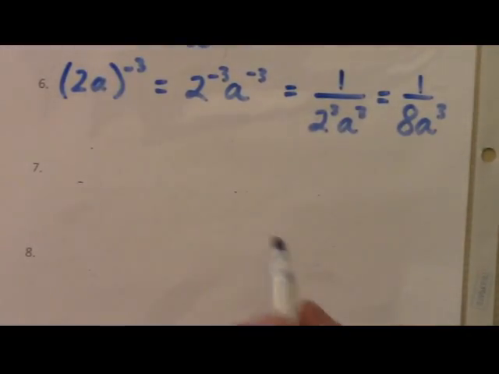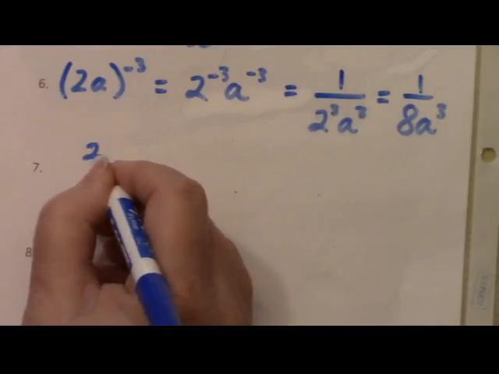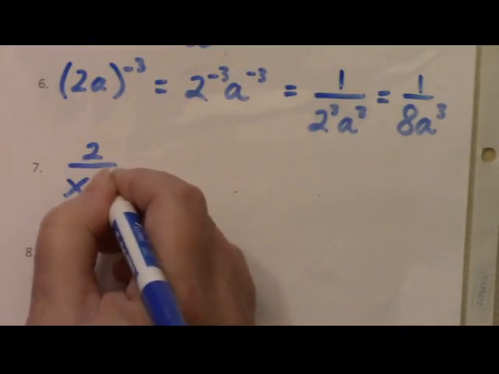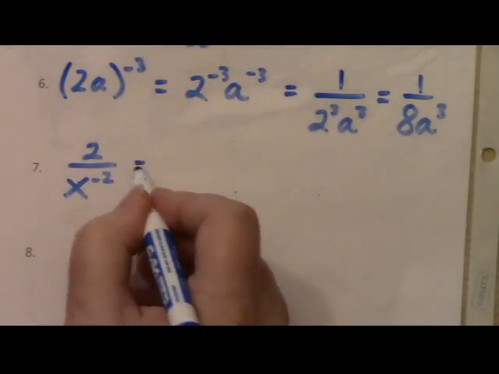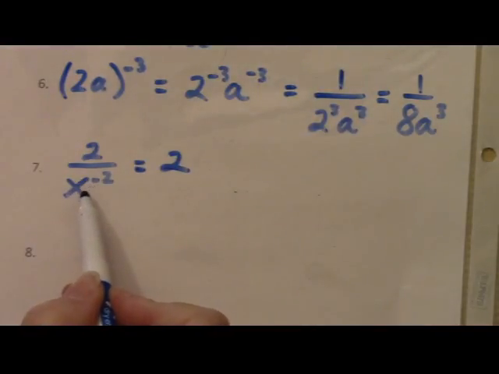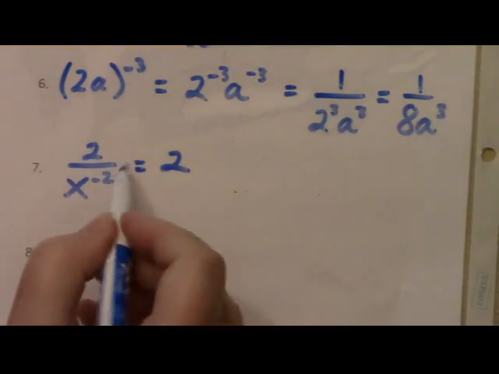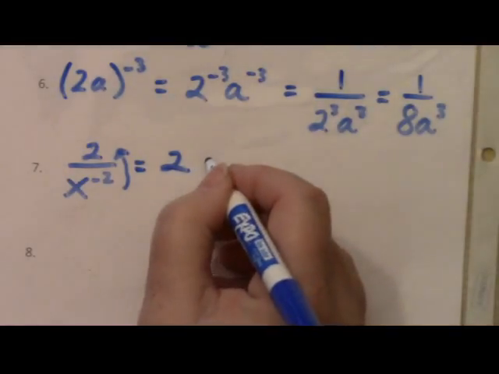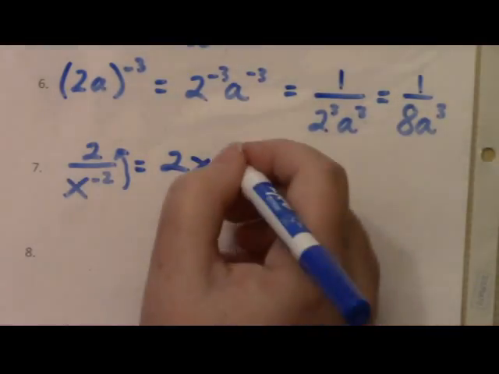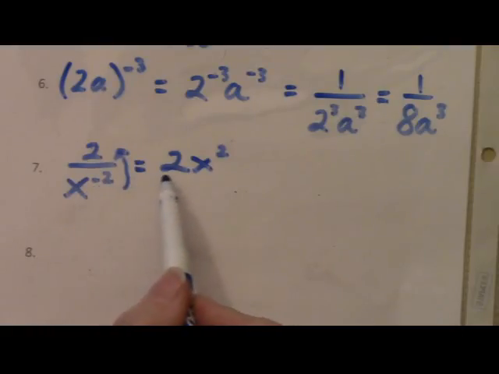Let's take a look at another example that might be just a little more complicated as we practice our steps. 2 over x to the negative 2. Nothing's happening to this 2, so that's just going to remain there. But now this x is the denominator, but you see how it has a negative exponent. So it's going to move up to here, and the negative exponent becomes positive. So 2 over x to the negative 2 becomes 2x squared.